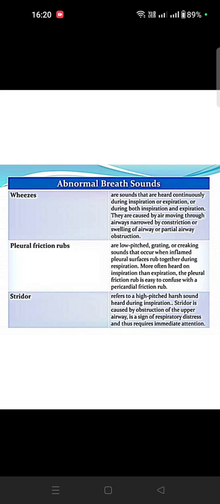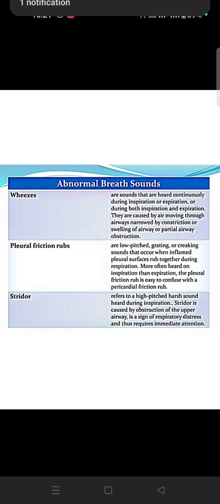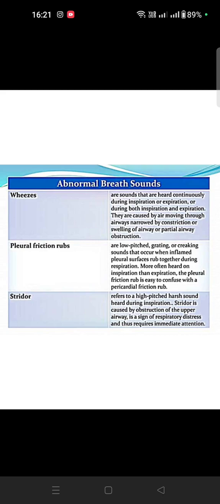Then the wheezing sound. Everyone knows the wheezing sound. During inspiration or expiration, that sound will be heard. Then pleural friction rub: a low pitched, cracking sound that occurs due to inflammation of the pleural surfaces. Then stridor. Stridor is a high pitched sound. Pleural rub is a low pitched sound. Stridor is a high pitched sound.